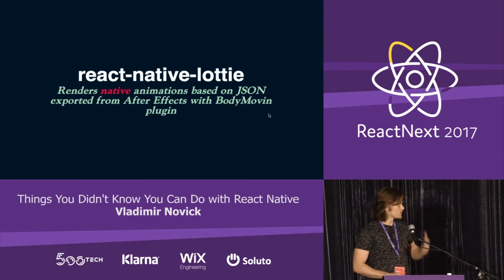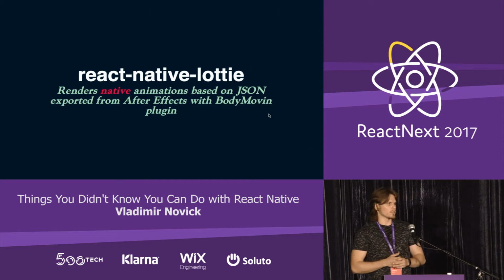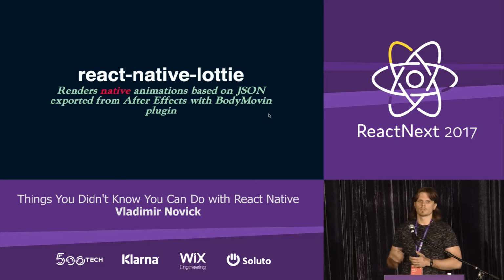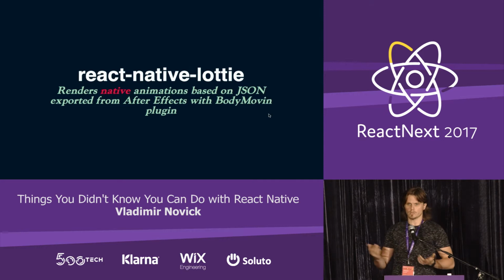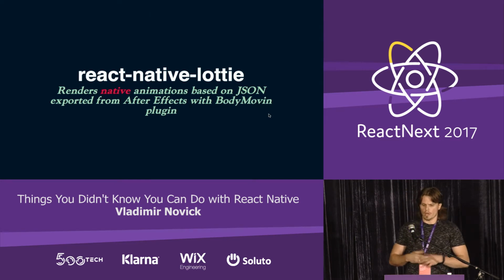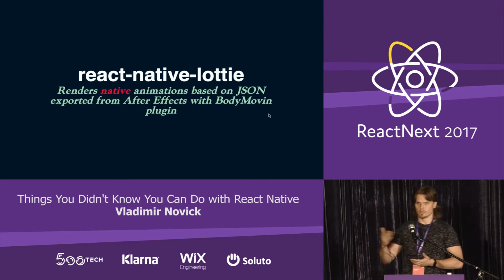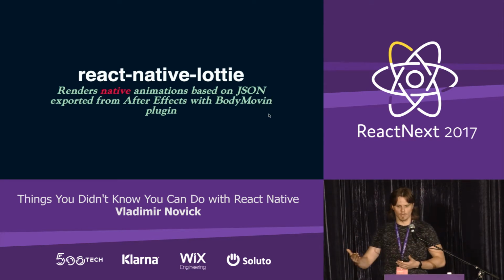For that we have this amazing library, React Native Lottie. Lottie is a native library that takes JSON exported from After Effects. The animation is created by your designer and exported using the Bodymovin plugin. And basically, you can use this JSON to embed it inside your application and run it in the native world, right? It's not running in JavaScript, it's running in the native world because Lottie is a native library. So React Native Lottie is a wrapper around it.